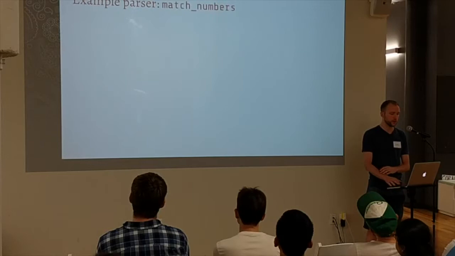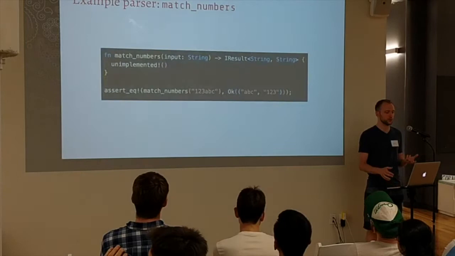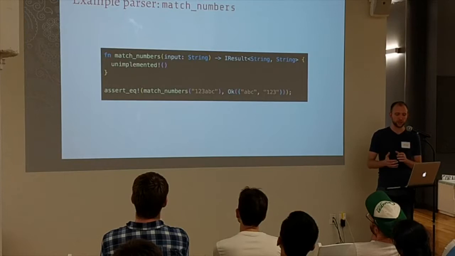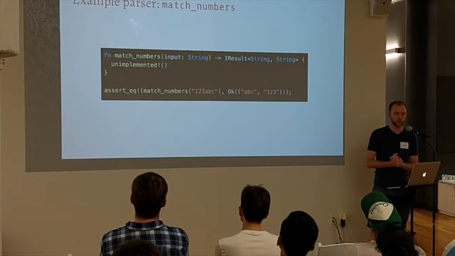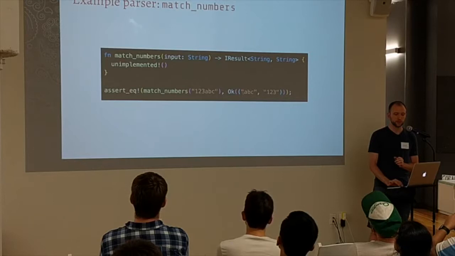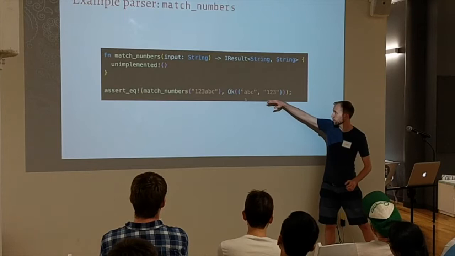So let's take a look at a simple example. What would a match numbers parser look like? I'll leave it unimplemented because it's not super interesting. But in terms of its API, it would take a string and return OK, in this case, with the remaining value plus whatever it parsed here. And that's all we're going to be doing for all of these parsers.